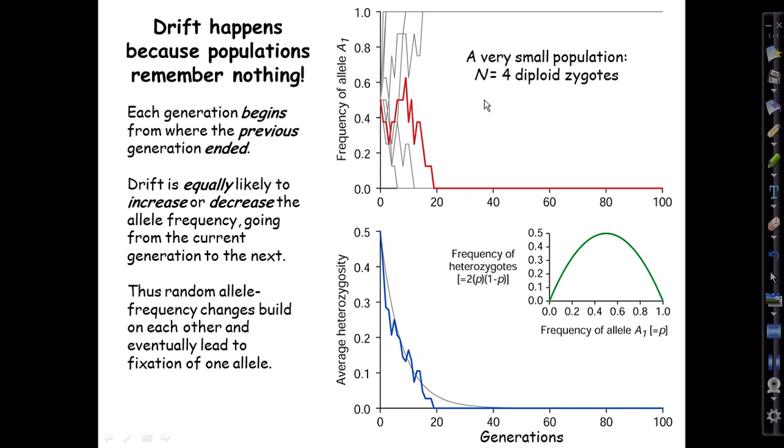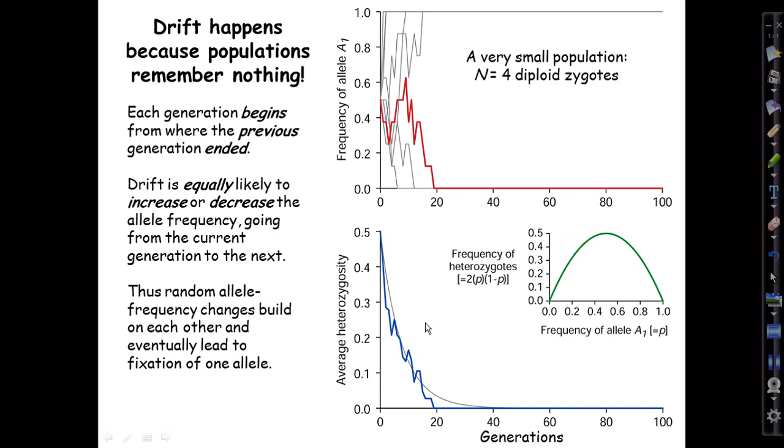trajectories of random drift starting from allele frequencies of 50% A1, 50% A2 in very small populations, 4 diploid zygotes, 8 gene copies in all. It shows 10 such histories. All of them, as it happens, go to fixation for one allele or the other within 19 generations. The one case that lasted the longest is shown here in red.